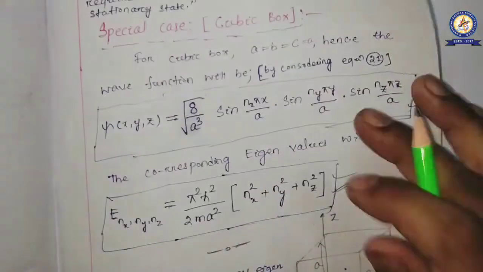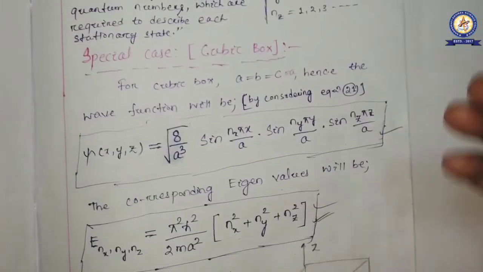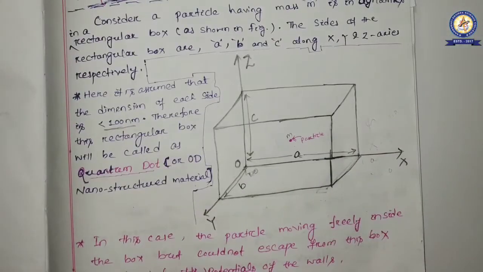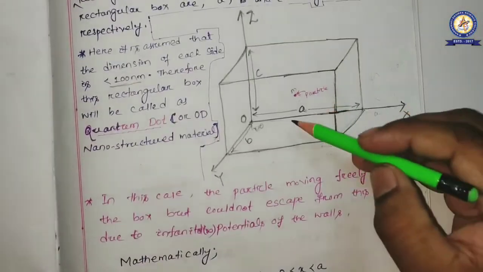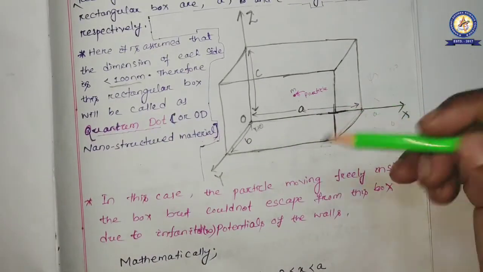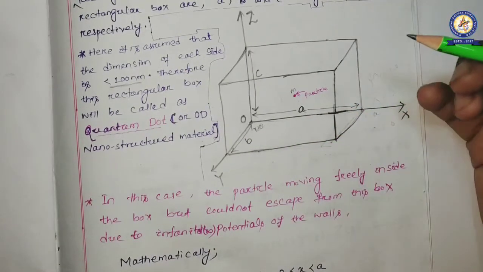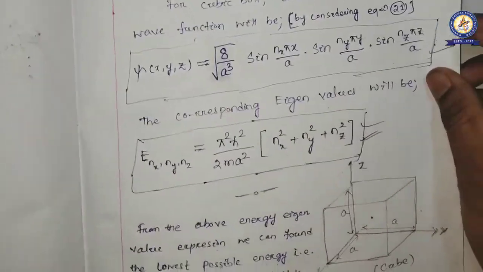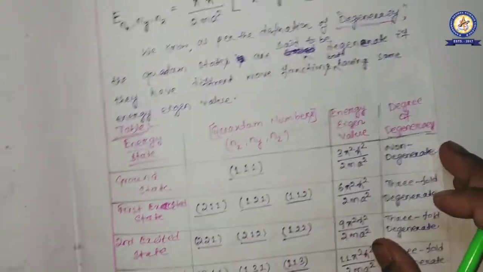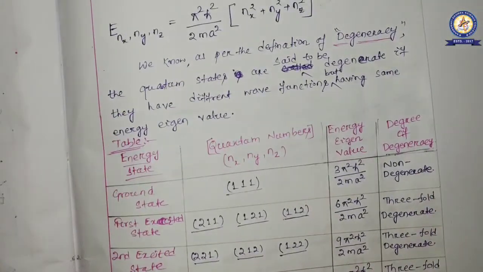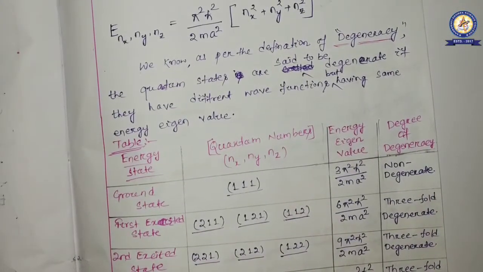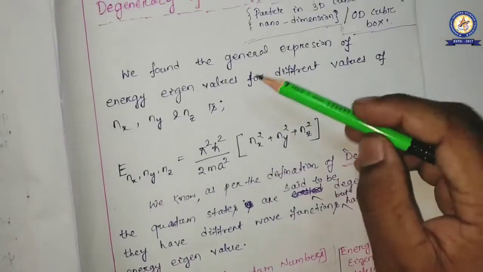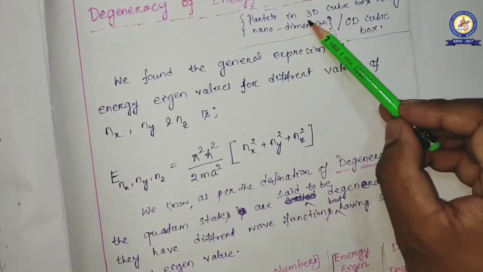Here we are going to discuss the cubic box, and for a box having two sides equal, what the degeneracy states are, we are going to discuss in this class. So the main important content in this video is the degeneracy of energy states when a particle is in a 3D cubic box.